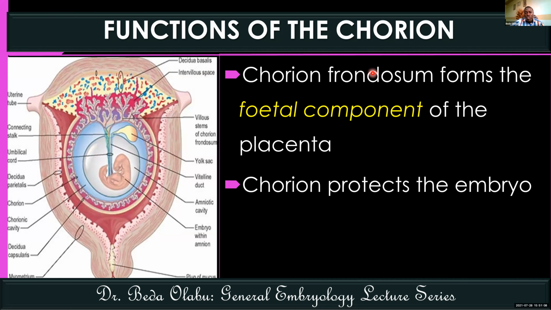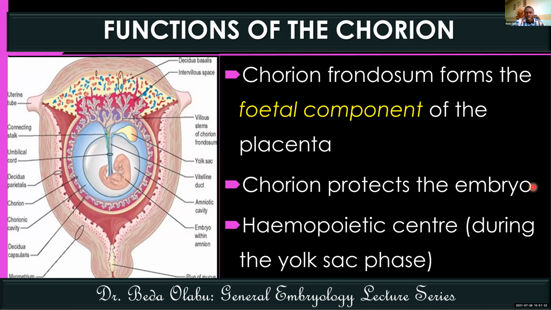Apart from contributing to formation of the placenta, the chorion protects the embryo. It's a very big structure surrounding the embryo, so it protects the baby, basically. And lastly, the chorion, just like the yolk sac, also participates in formation of the blood cells.